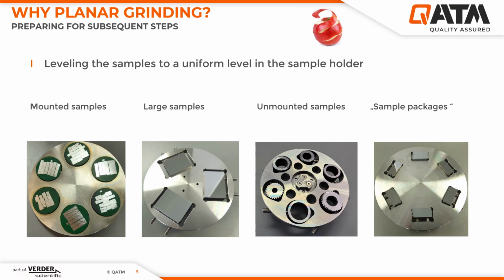If we take a closer look at plane grinding as preparation for subsequent grinding steps in laboratory practice, we often find mounted samples that are clamped in the same sample holder and need to be ground flat. Very often we prepare 6 samples, 8 samples, or 12 samples at once. It can also be very large samples that need to be ground flat. In addition, there are unmounted samples or sample packages in which a large number of samples can be prepared at once.